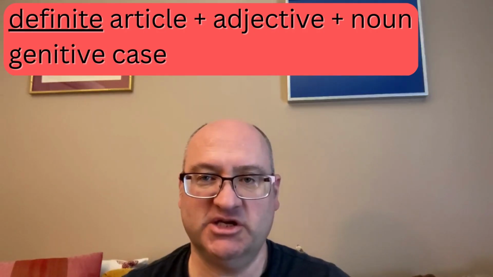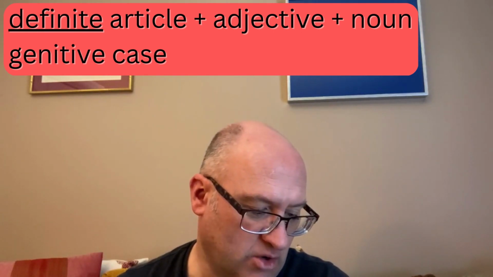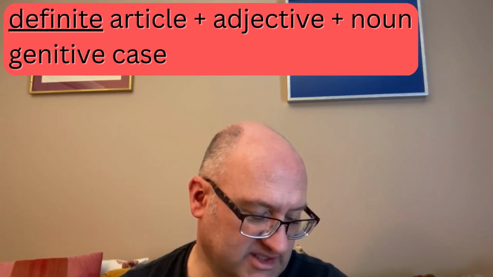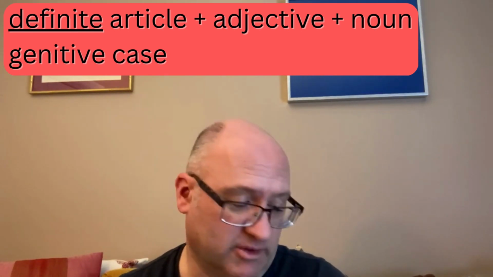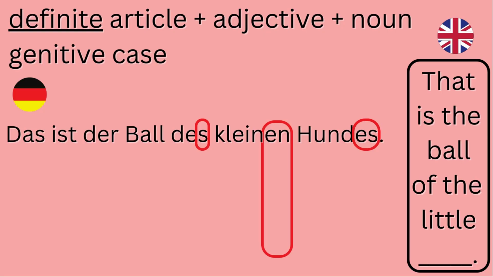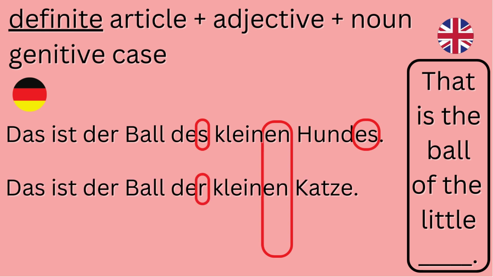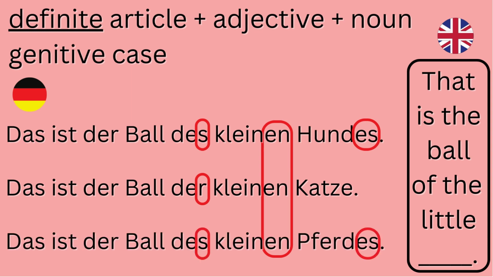Let's talk about the genitive case. So in this case, I'm basically saying this is the ball of the fill-in-the-blank animal. Das ist der Ball des kleinen Hundes. That's the ball of the little dog. Das ist der Ball der kleinen Katze. That is the ball of the little cat. Das ist der Ball des kleinen Pferdes. That is the ball of the little horse.